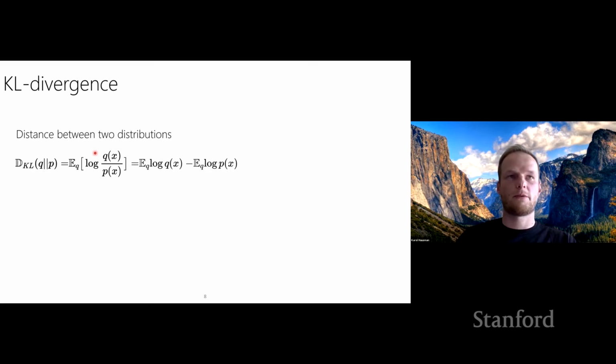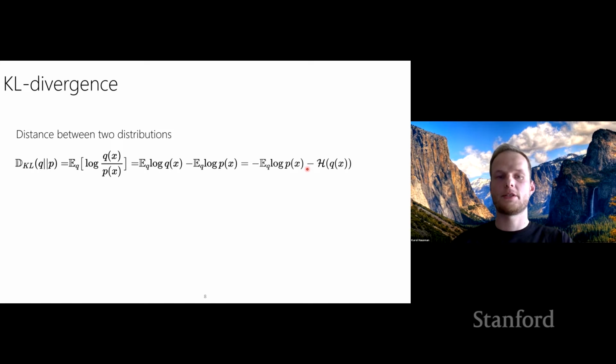Now, because these are logarithms, we can change it to look like this. So it's the difference between these two expectations. And then we can change it a little bit further and say that this is the negative expectation of log P of X minus the entropy of Q of X. Right, so here I just use the definition of the entropy that we just introduced. I transform this term and put the minus in front of it so that it's an entropy.